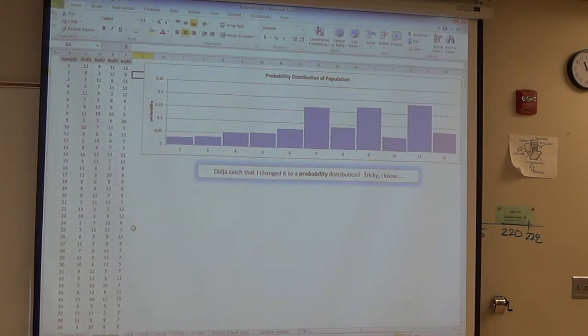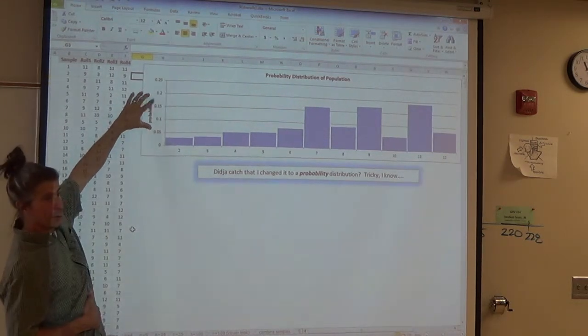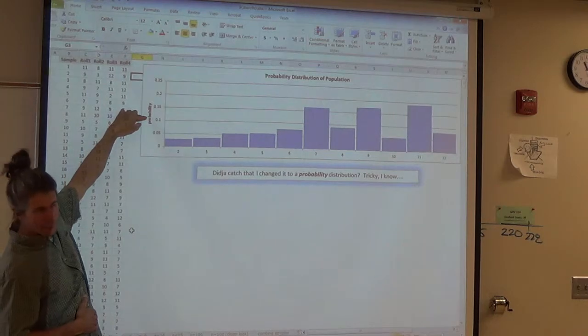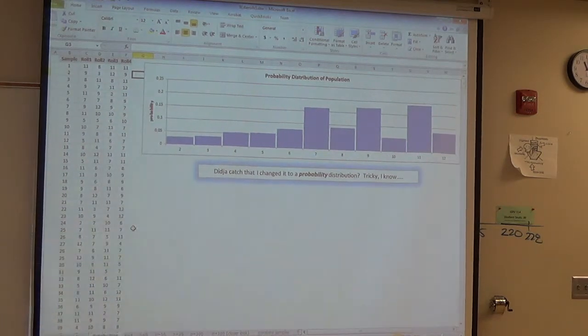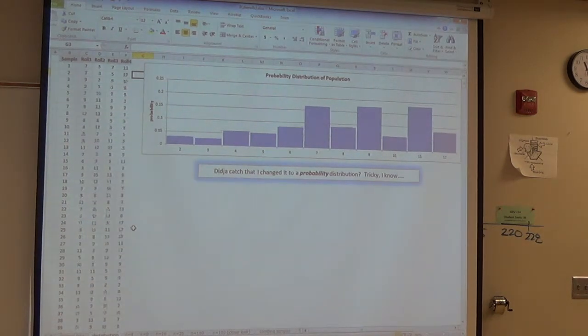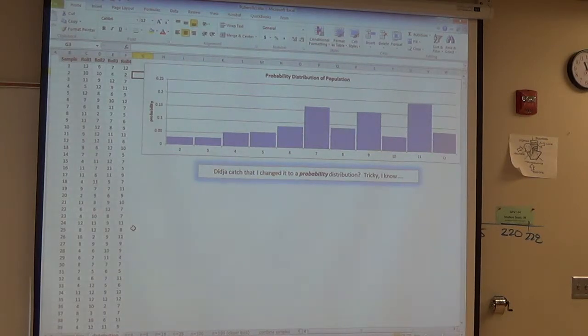I did one more thing too. I changed these to percentage of occurrence, or probability. We'll come back to that too. Okay? Fair enough? But again, this is fiction. This is assuming you're actually getting your population.